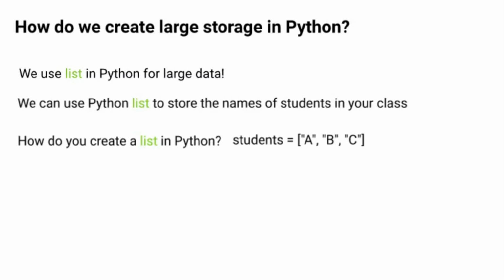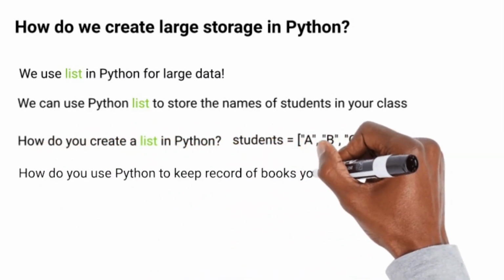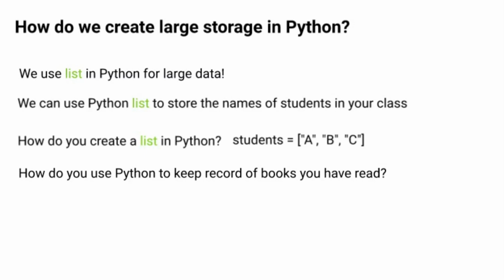So you have A, then we have B, and you have C. All right. Okay, so let's have another example. Let's say you want to keep the record of all the books that you've read so far, right? So we can use a list for that.